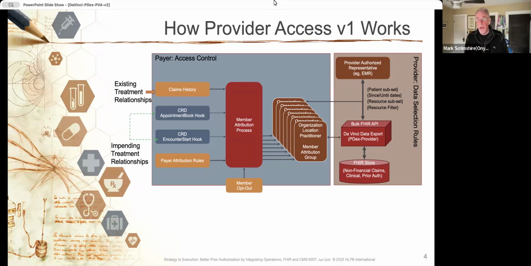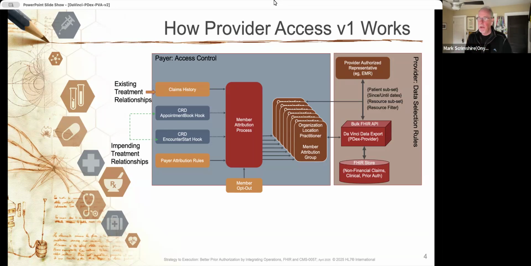of individuals, of members. So provider access, the way this was originally designed in version 1, is you would typically take things like the claims history and use that as the basis of saying, is there a treatment relationship between the provider and the payer? So have I received a claim more than... And the actual structure of that, how far you're going to look back, how many claims, all of these things were really left to the payer to use their own business rules to come up with what is effectively, and I know it's a loaded term, an attribution list.